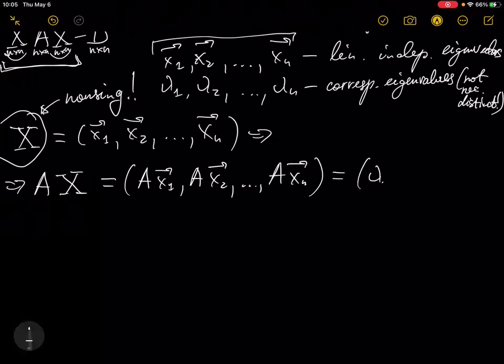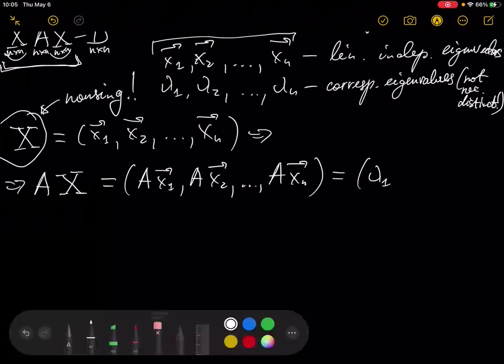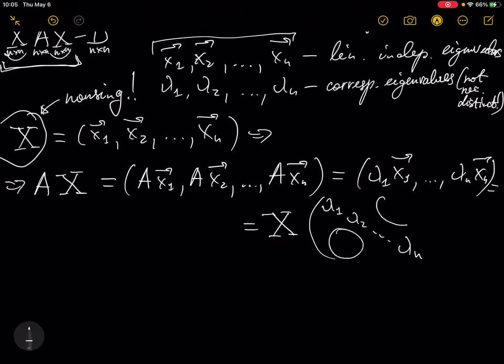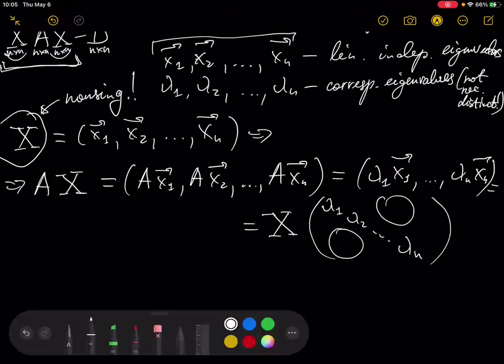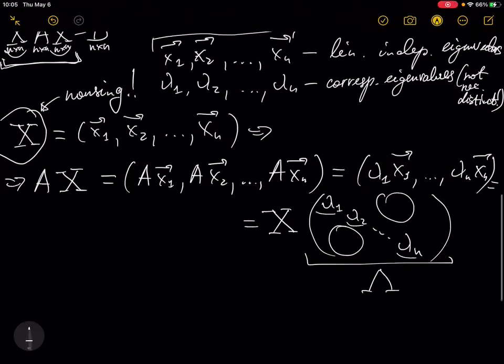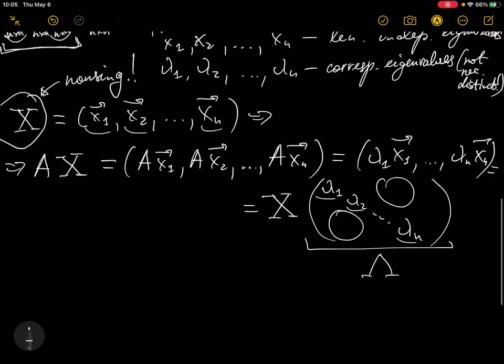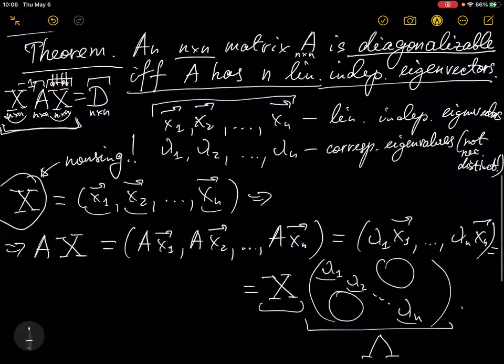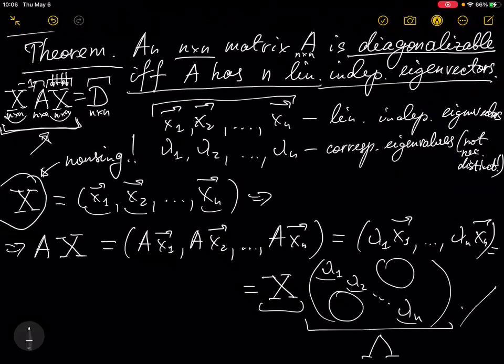And then I'm getting that this is lambda 1 x1, lambda n xn. So this we already had. And this is the same as matrix X multiplied by the following diagonal matrix: lambda 1, lambda 2, lambda n. Let me call it lambda capital. Pay attention that the order of the eigenvalues has to be the same as the order of the vectors in the matrix X. But then from here, it immediately follows that if I multiply by X inverse from the left, I get exactly this representation. And so I have proven it in one direction.